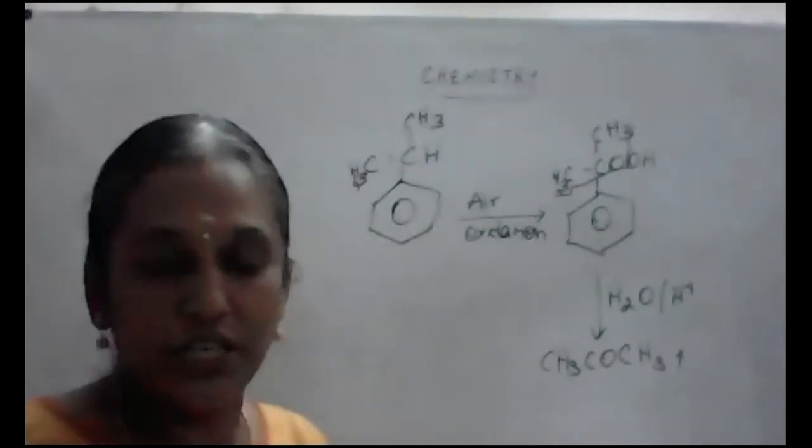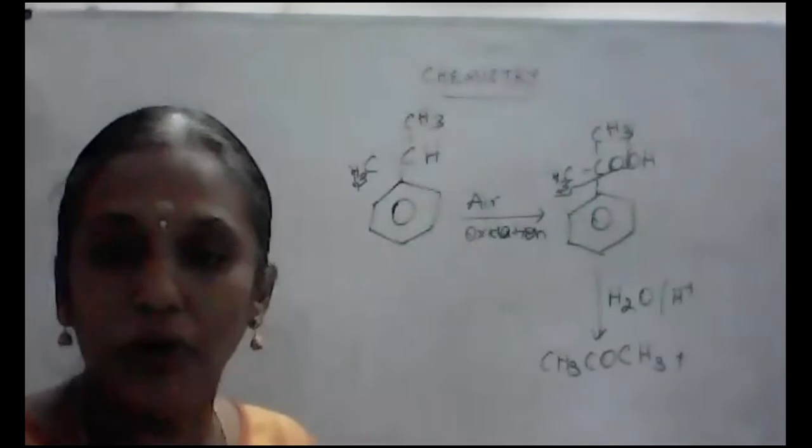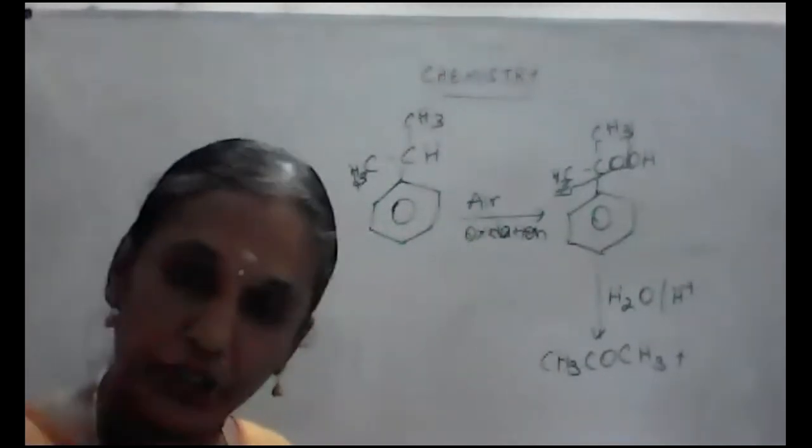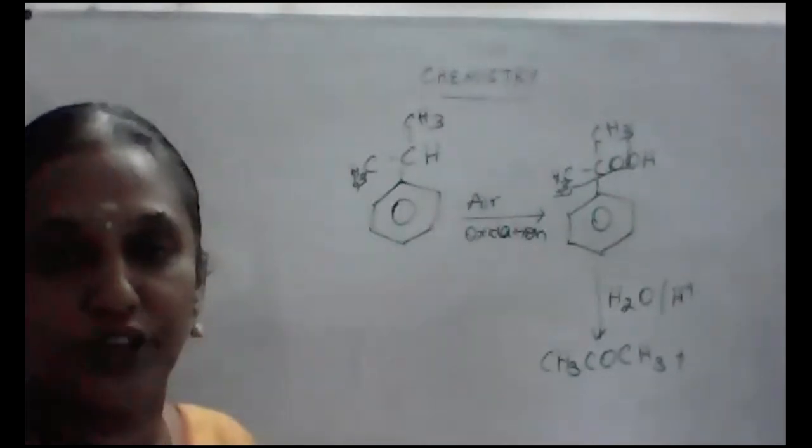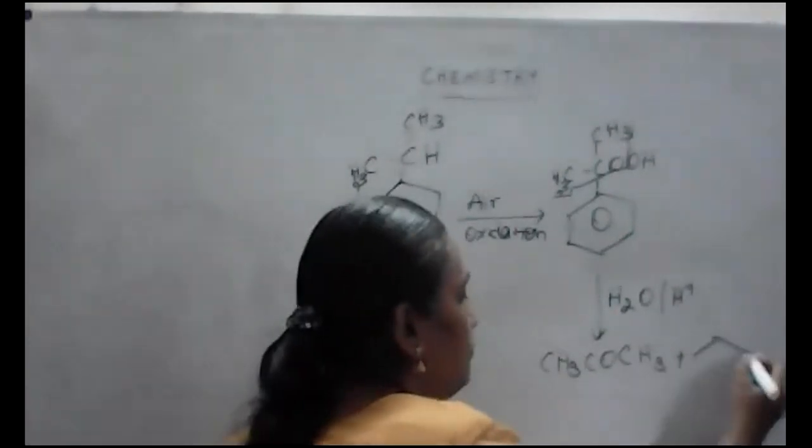Acetone, CH3COCH3, can be called by the name acetone, or dimethyl ketone, or propanone. There are plenty of names for it. Apart from that, I have phenol.